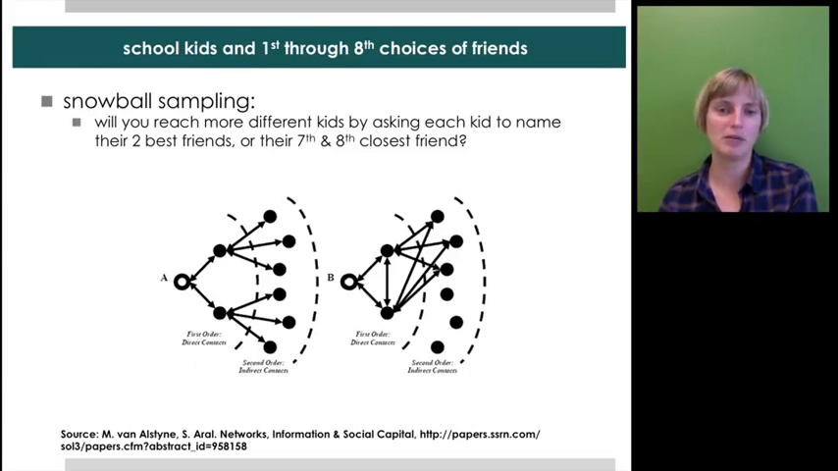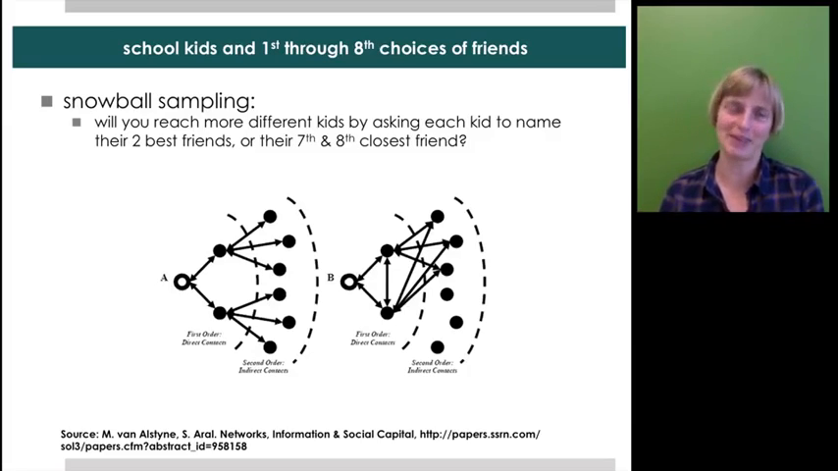Just another example of this. There was an older study that asked school children to name their first through eighth choice of friends at the school. We know how this turns out, right, from the dining table partners data set.